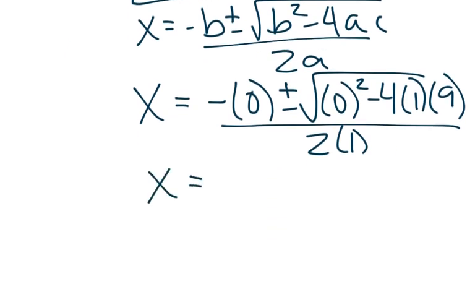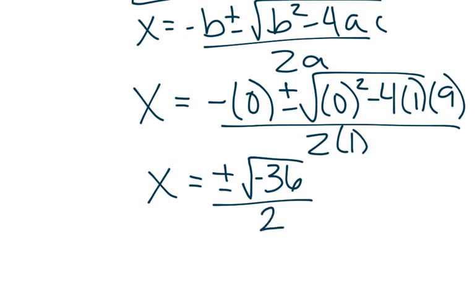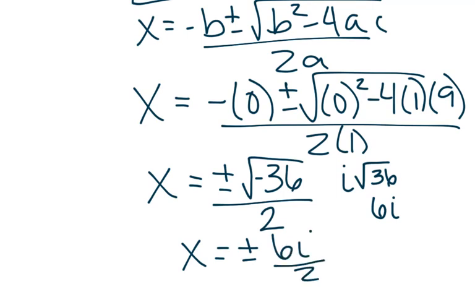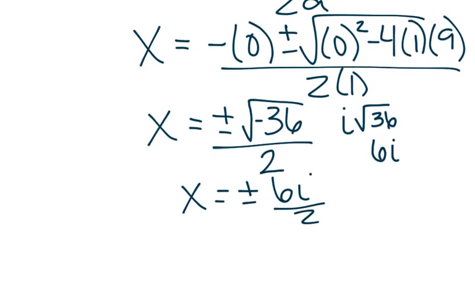So x equals, a negative 0 is nothing, so it just goes away. I'm going to put the stuff under the radical together, divided by 2 times 1, which is 2. Remember, the square root of negative 36, I'm going to bring out an i because it was a negative, and I know the square root of 36 is a perfect square, it's 6, and the i always goes behind the whole number. So this is x equals plus or minus 6i divided by 2. Then you can just divide 6i by 2, and you get x equals plus or minus 3i.